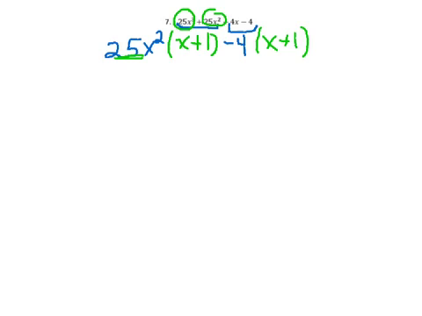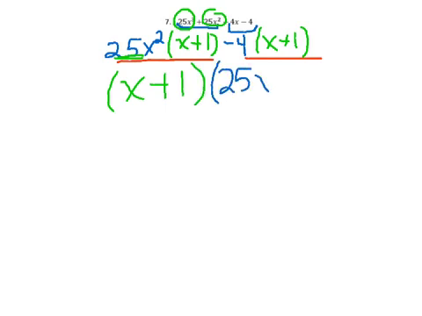So I can factor out this x plus 1 from both of the terms because there's an x plus 1 in both. So I factor that out, x plus 1, and then whatever's left over is in the next box, 25x squared minus 4. Now remember, just because you've factored it does not mean that you're done factoring, because oftentimes there's another factor. In this case, that can be factored further because it's a difference of perfect squares.